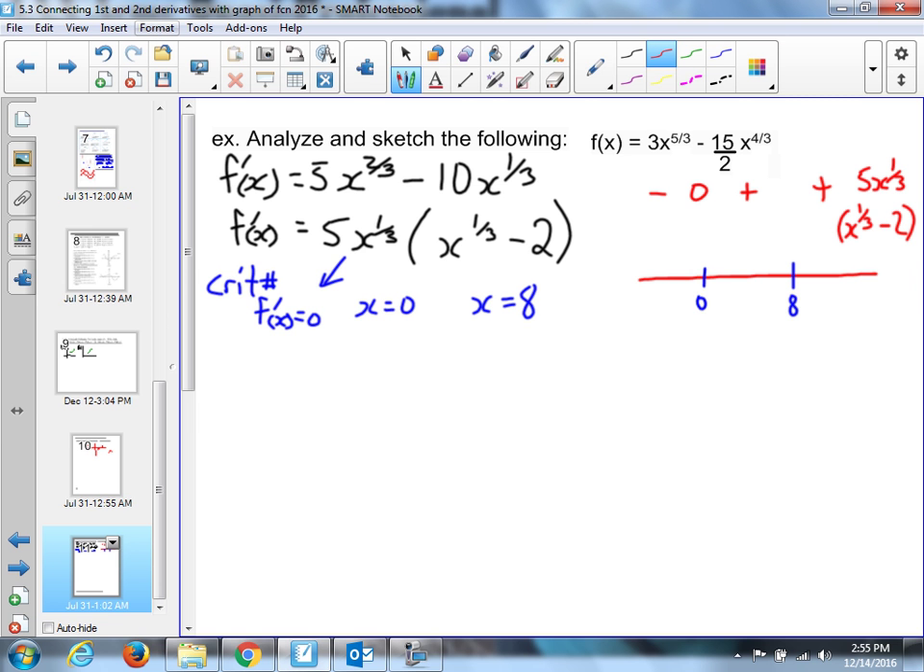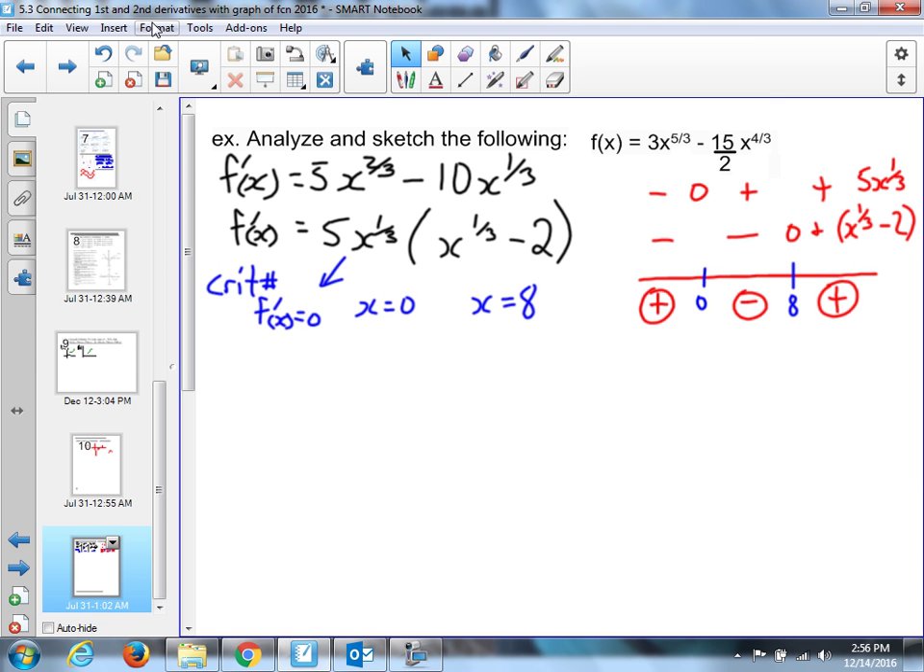I get a 0 at 8. If I put in numbers larger than 8, I get positives. Okay. If I put in numbers smaller than 8, cube root of 1 is easy to test, or 0. Negatives. Never changed, though. Okay, so this means overall this function goes from first derivative being positive to negative to positive.